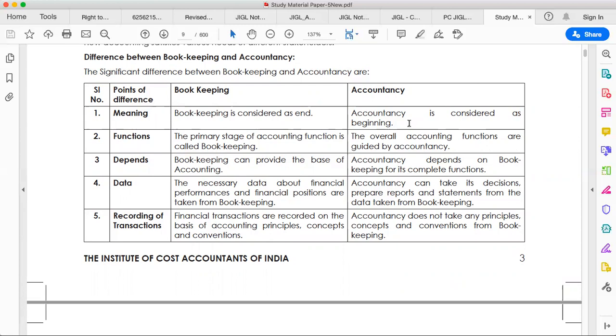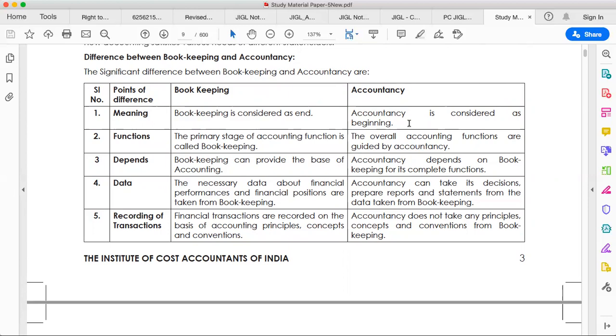What is the function of bookkeeping? The primary stage of the accounting function is called bookkeeping. Primary stage of accounting means recording journal entries. Accountancy is the overall accounting functions guided by accountancy. Overall functions means how a transaction should be recorded, how it will be posted to the ledger, how statements will be made, how balance sheet will be made, how P&L will be made. So it is guided by the accountancy.